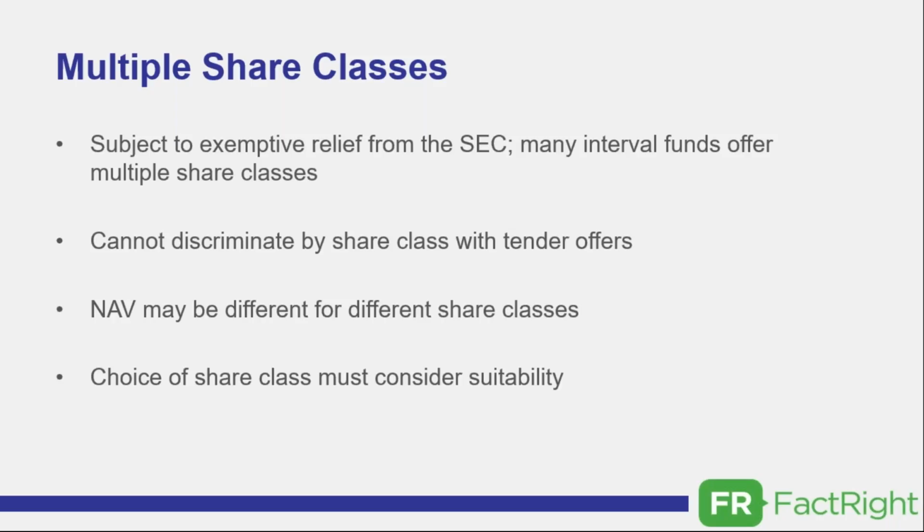And under the 1940 Act, the fund cannot discriminate among the share classes when doing tender offers, so that's certainly favorable. But investors need to be aware that these different share classes might have a different net asset value and a different offering price. And of course, any ongoing fees that one share class has will ultimately impact returns. So as in any case, when you make the decision to offer certain share classes as a firm, and then on each sale, suitability needs to be considered carefully.